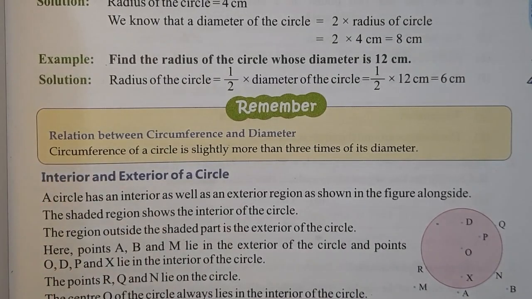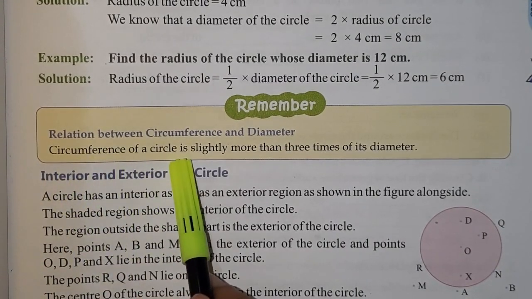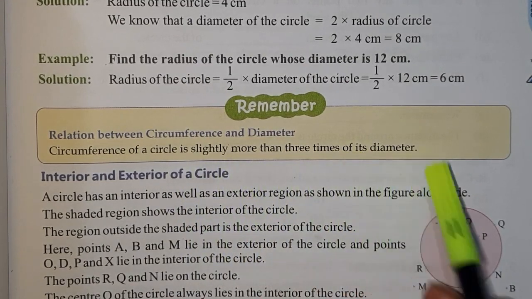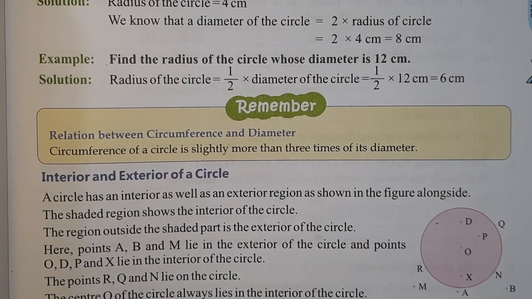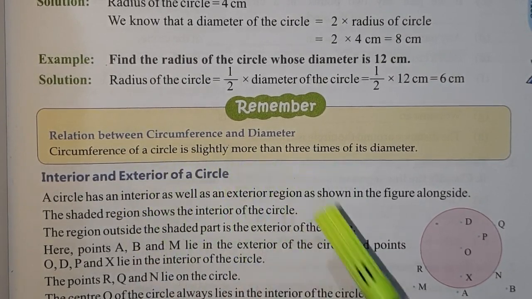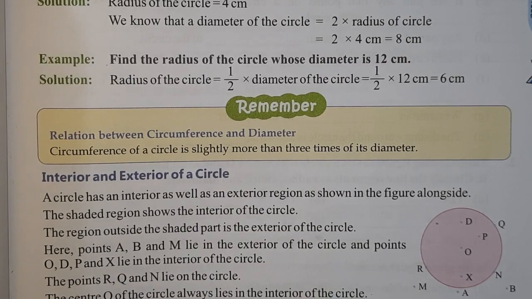One more important thing is given to remember. Circumference of the circle is slightly more than 3 times of its diameter. Circumference is slightly more than 3 times the diameter, right?